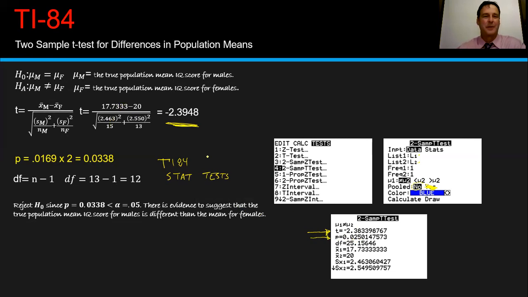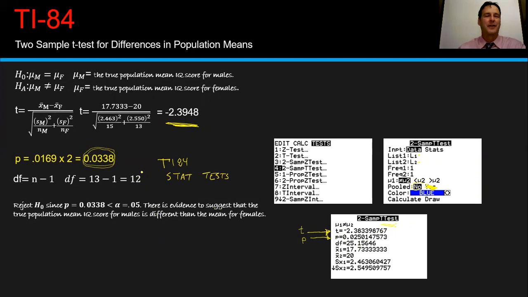Okay? That's probably a little bit more accurate than the one that we found here. Note that when you use your TI-84, it will do the entire calculation for your probability, your p-value, for you. Meaning you're not going to have to take this answer that's in your calculator and double it for this respective test. Last thing I want you to notice is this.